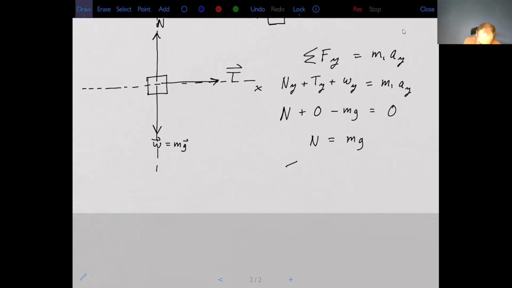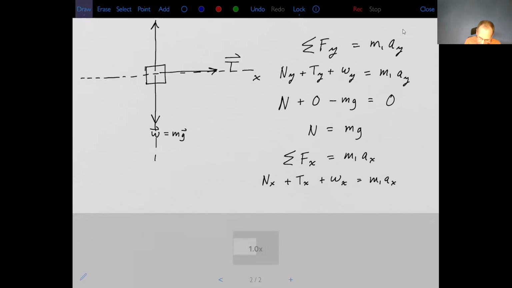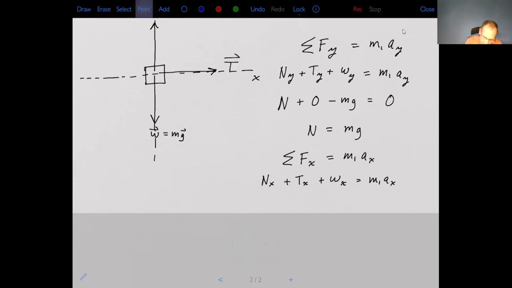So I have the sum of the forces in the x direction equals m1 ax. Again, I'll look at all the components. I want the x component of the normal force, the x component of the tension, plus the x component of the weight. That's got to equal m1 ax. Well, what's the x component of the normal force? How much of that normal force vector was in the x direction? None of it. It's all in the positive y. So this is going to be 0.